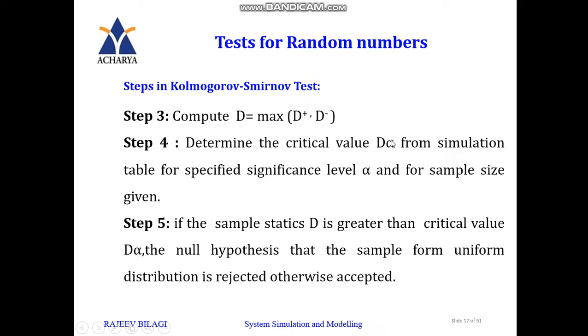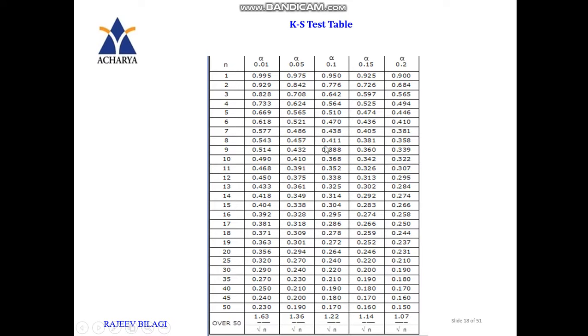I'll tell you how to find this D alpha using the table. Now you compare the computed value D with the critical value. If D is greater than the critical value, the null hypothesis is rejected. Otherwise, it is accepted. Okay. Now, the table for the KS test will look something like this.